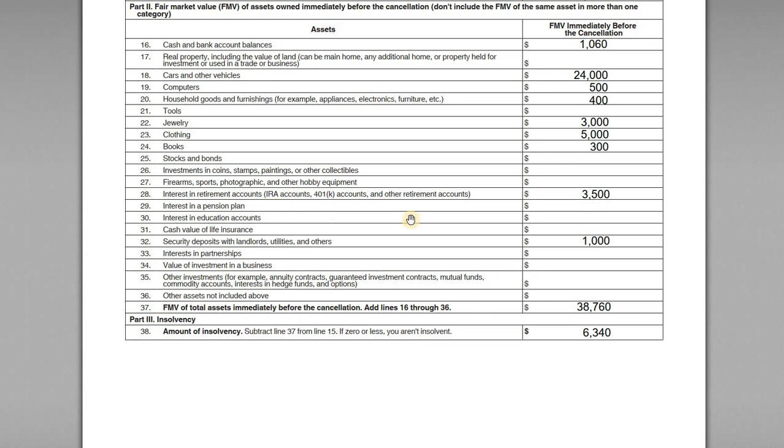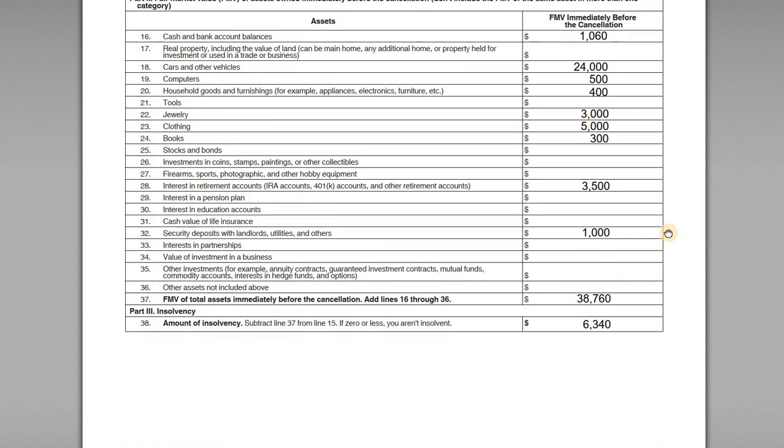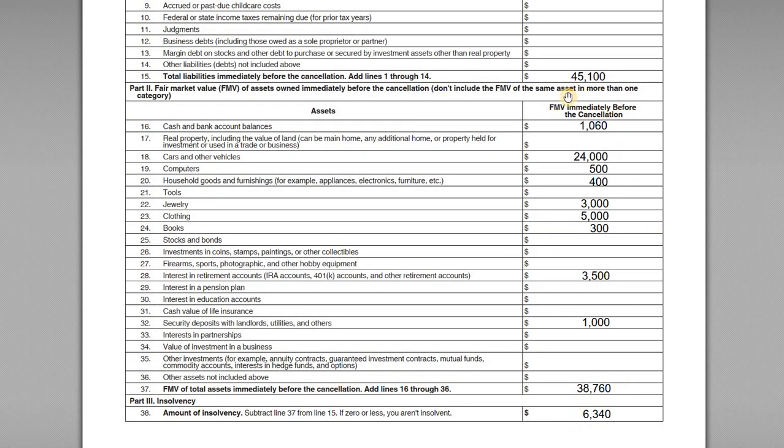He has a traditional IRA retirement account with $3,500. Security deposits with his landlord, right? Again, he is renting, so he has $1,000 in the security deposit. So when we total up the total fair market value of his assets and then subtract the two, we can see that his insolvency is $6,340.